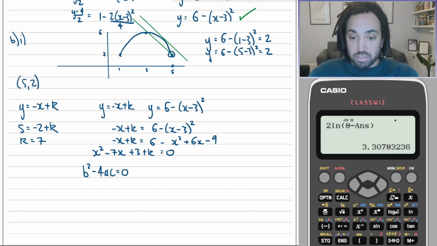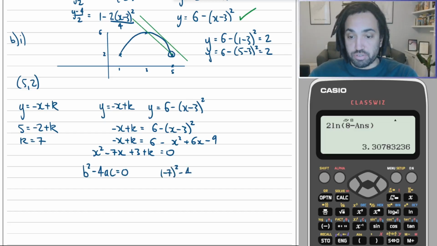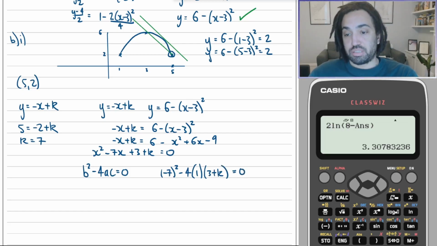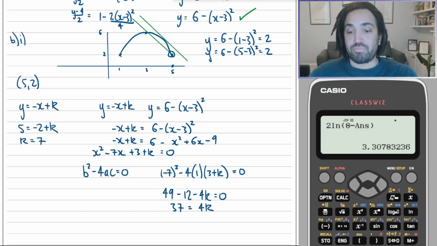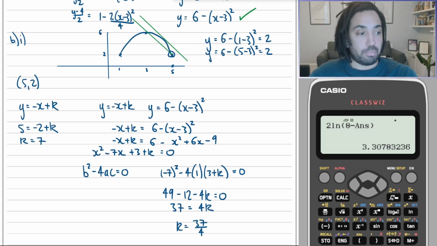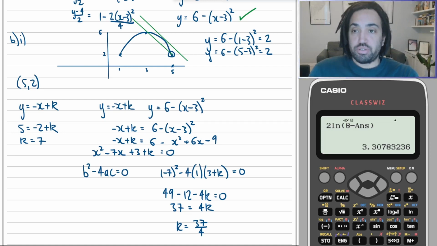So the b squared is minus 7, so minus 7 squared, minus 4, the a is 1 and the c is 3 plus k. And we need that to equal 0. So this tells me that 49 minus 12 minus 4k equals 0. So 37 is equal to 4k. So therefore k is equal to 37 over 4. Okay, wallop. That's brilliant. So those are my two k values.